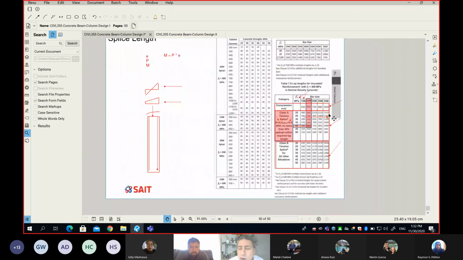Really what's important for me also is to understand what are the three factors that control the length of the splice. Number one is the bar diameter. Number two is the f'c. And number three, what is the stress in the rebar? Is it compressive stress or tension stress, but a little bit, not much, or very much like a beam, so your rebar is yielding?